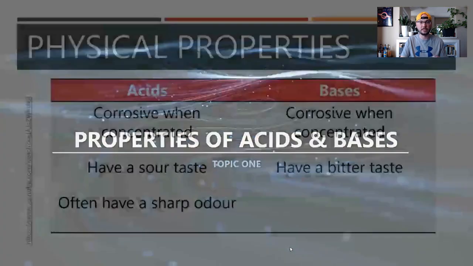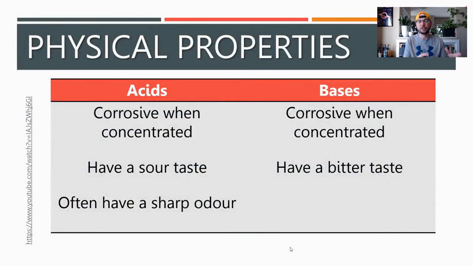So the properties of acids and bases, really short here. Physical properties are properties that we can observe without having to change the substance chemically. So acids are corrosive when concentrated. They have a sour taste and a sharp odor. Generally think of something like vinegar. Really, when you smell vinegar, you're smelling an acid, not the vinegar itself.